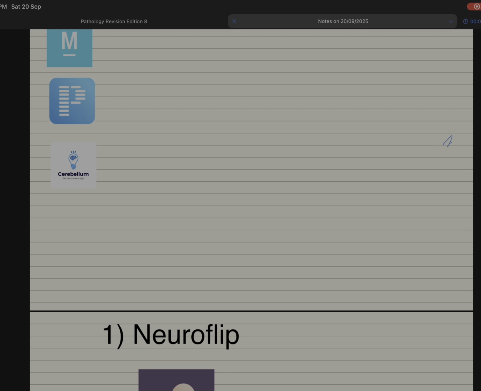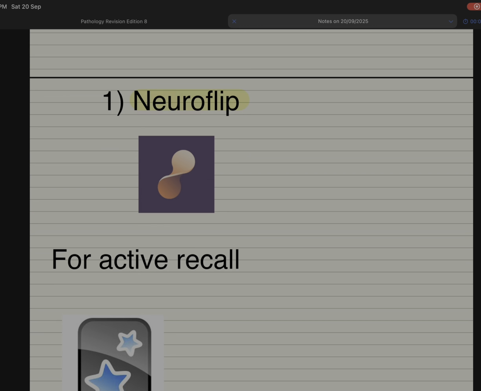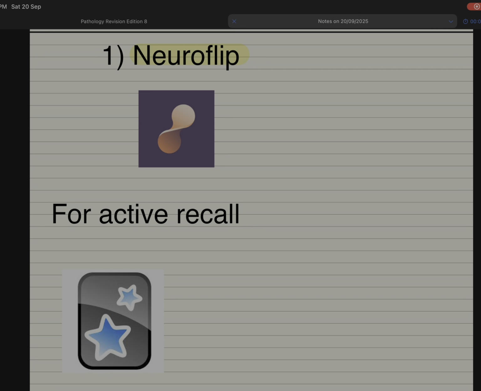So the first app is Neuroflip. Neuroflip is an app very similar to Anki. If somebody knows about active recall, they would have also heard about the app called Anki. One of the major problems with Anki is that it is very time consuming. So one of the major advantages of using an app like Neuroflip is it already gives you pre-made flashcards, which helps you with active recall.